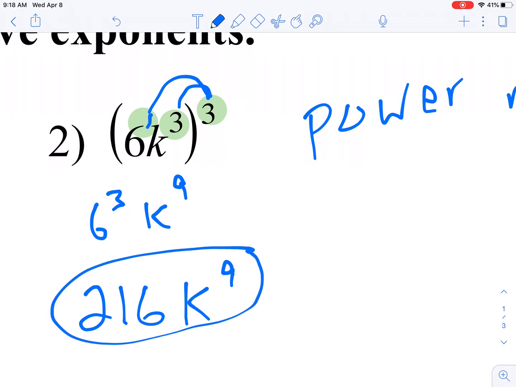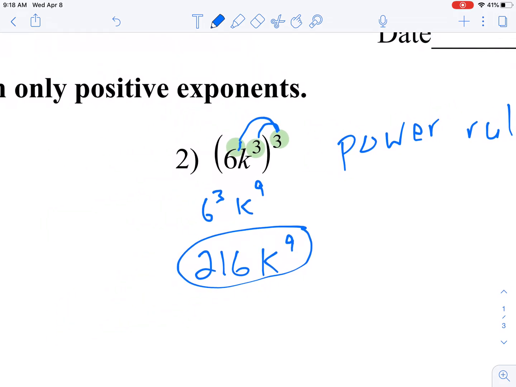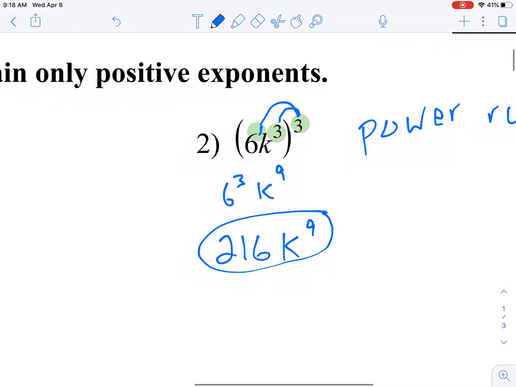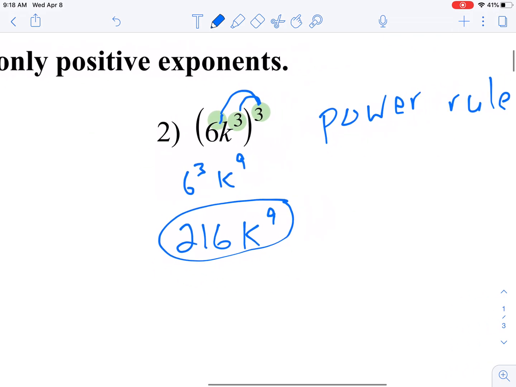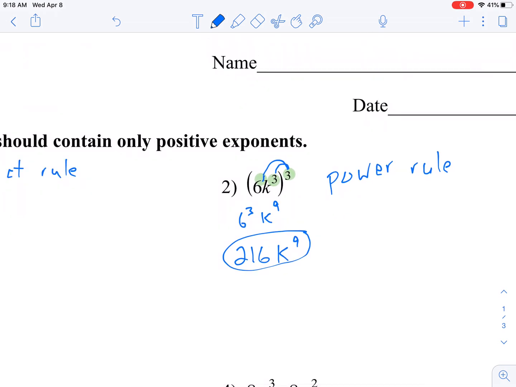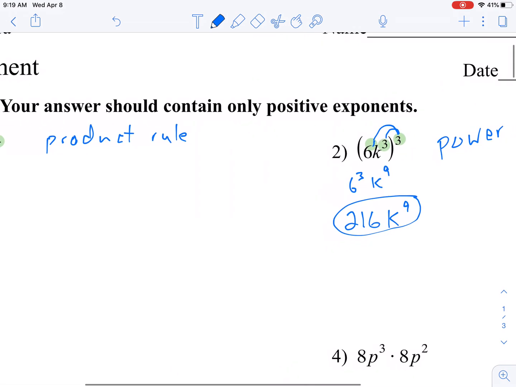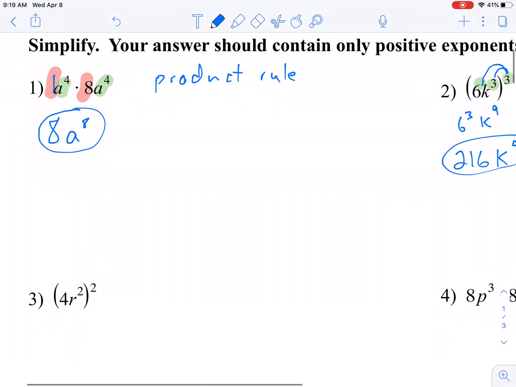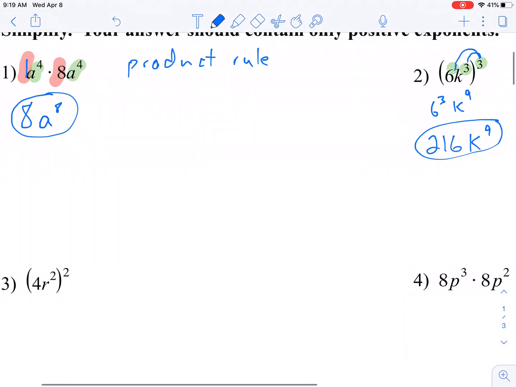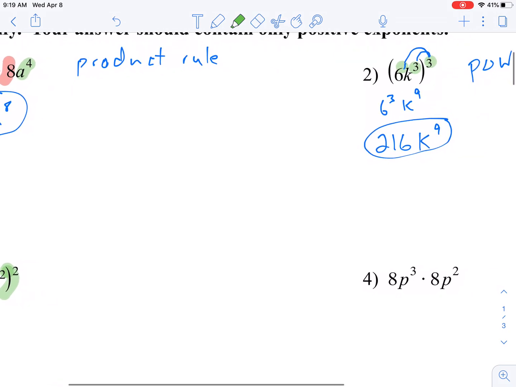One thing you need to do is make sure that you're very careful about what type of problem you're doing. The idea is that you have to identify: do I need to use the power rule to multiply my exponents, or do I need to use the product rule and add my exponents? The easiest way to identify that is these parentheses. Those parentheses indicate that you're going to use the power rule. And you'll notice that the ones that don't have the parentheses are going to be the product rule.